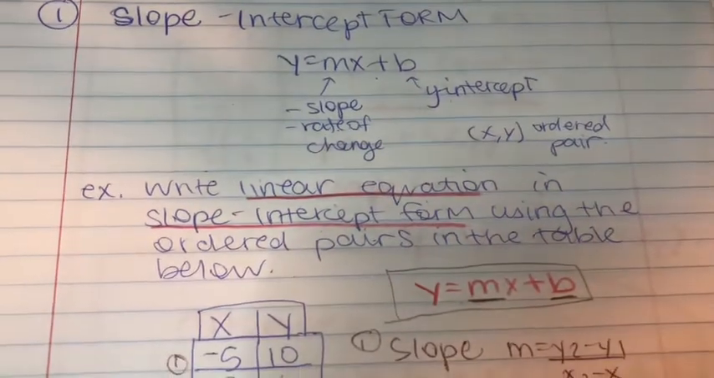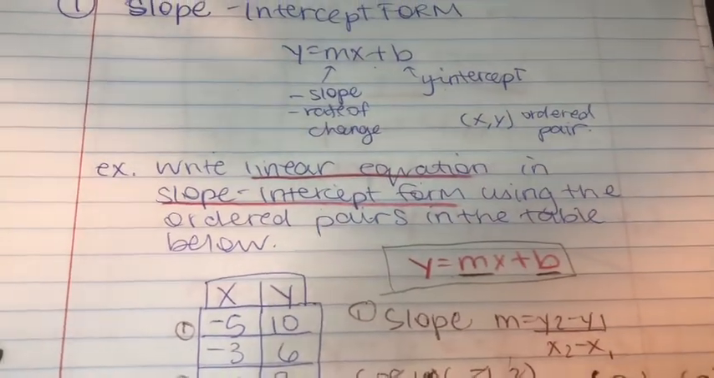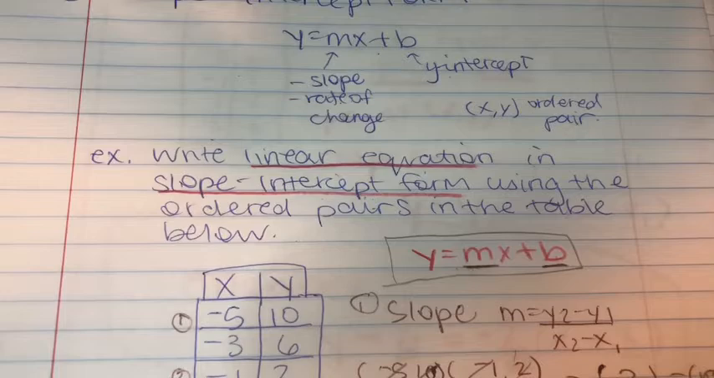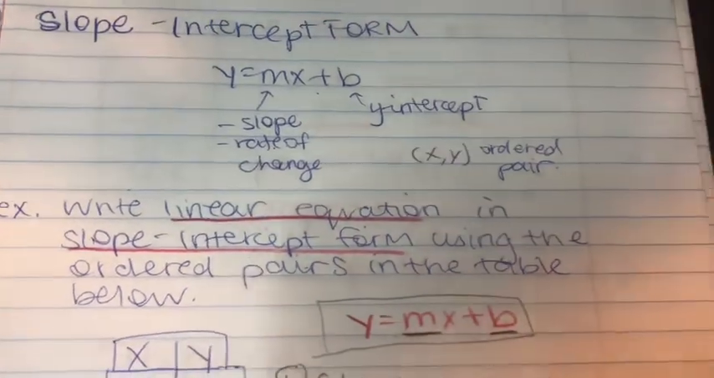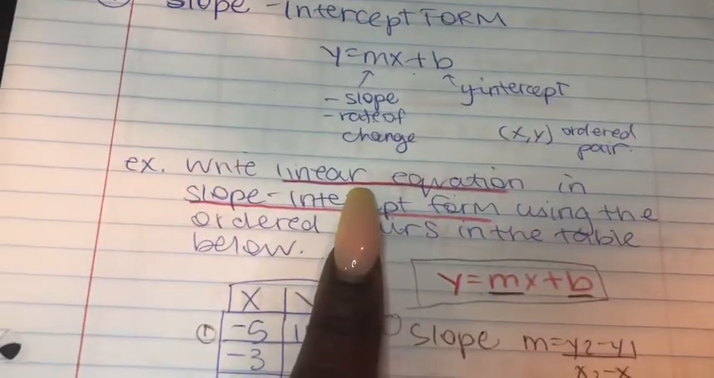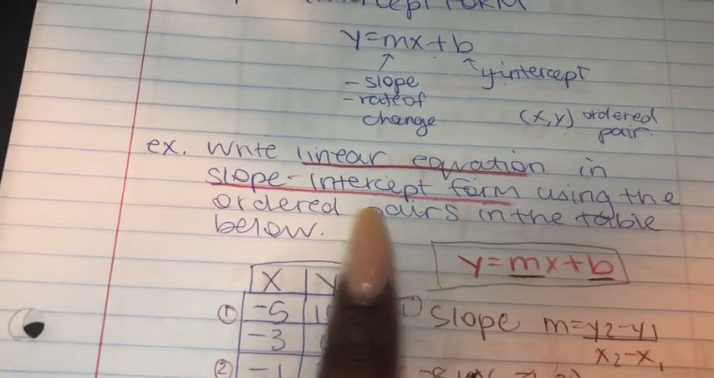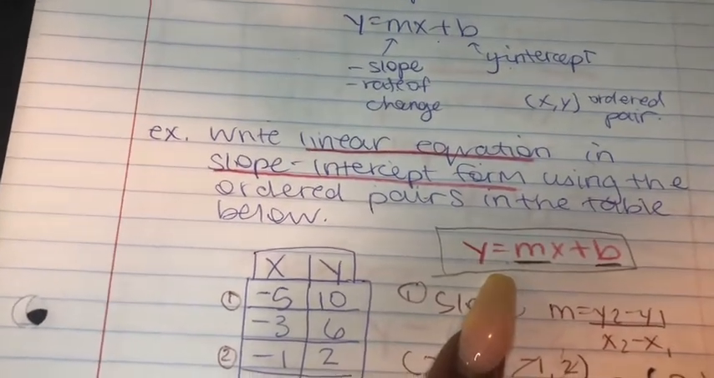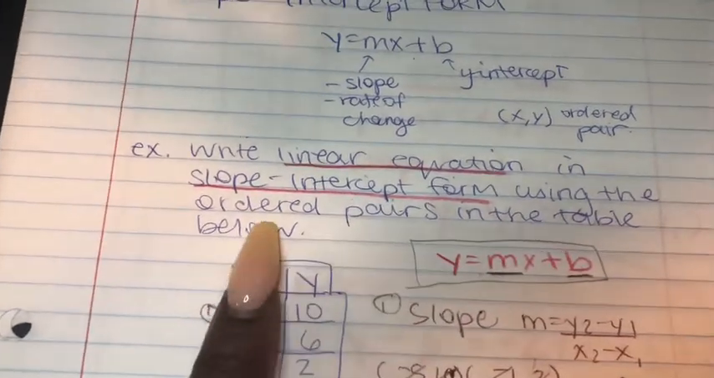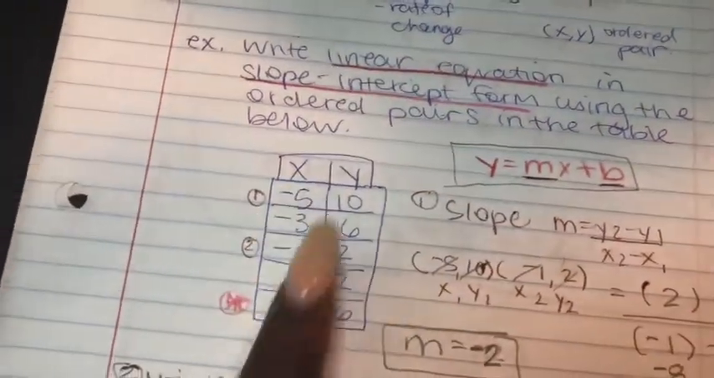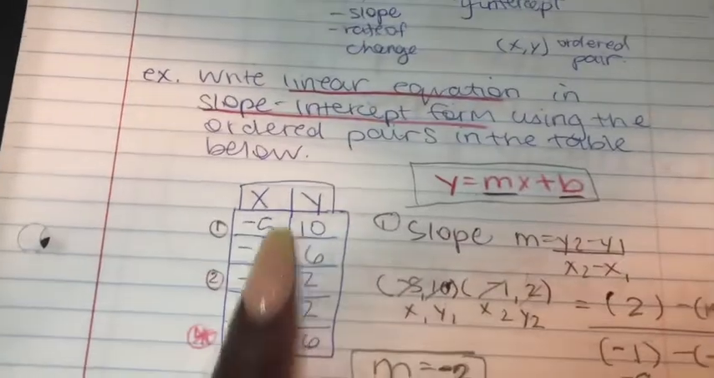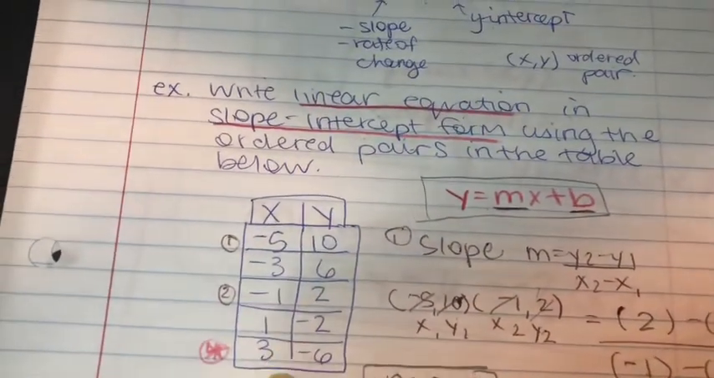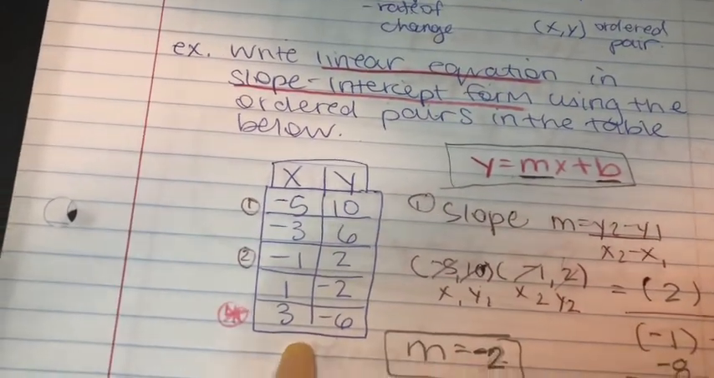So we have an example that says write a linear equation in slope-intercept form using the ordered pairs in the table below. First thing I like to underline is that the linear equation they're asking for is slope-intercept form, and that is y equals mx plus b, that given formula, okay? And then they tell us that these are ordered pairs in our table. So a lot of us forget that these are ordered pairs, meaning x and y's. I can choose two from the table and go from there.